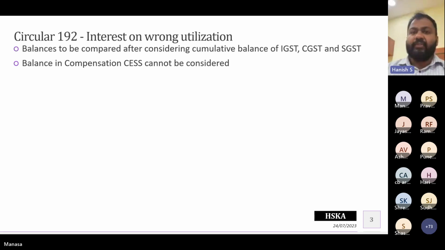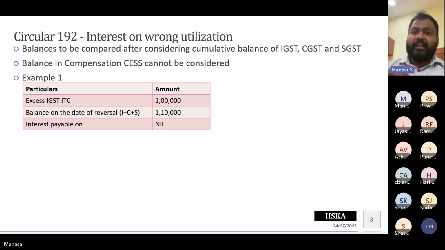So they have given a clarification: because IGST can be set off against CGST and SGST, whenever there is an incorrect availment of IGST credit, the total credit balance is required to be considered, that is IGST plus CGST plus SGST. Assuming the credit we were talking about was 1 lakh of IGST, which was incorrectly claimed, as long as I have excess balance, say 1,10,000 rupees, I'm not required to pay any interest, as long as I have reversed the credit before I utilize this much amount of input tax credit. So let's go to the second example.